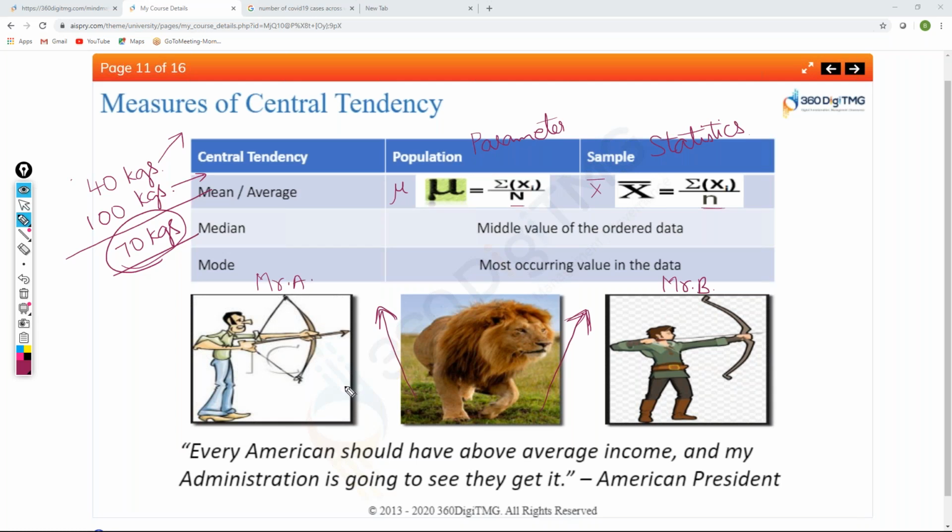Now, can you answer why these two people are jumping with joy? They imagine that on an average, we killed it. One missed from the left, another from the right. On an average, we killed it. They jump with joy while the lion attacks and eats these two guys.